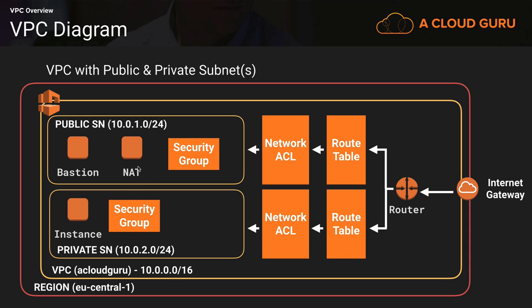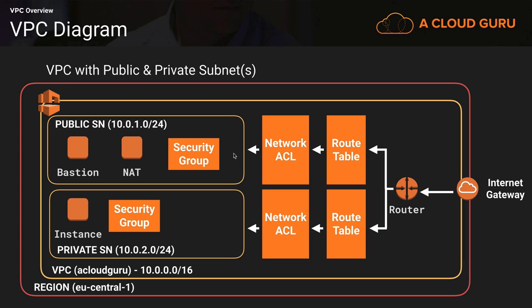NAT instances are very much on their way out. We are starting to use NAT gateways now, but NAT instances still come up in the exam. A NAT instance will always be behind a security group, whereas a NAT gateway is not behind a security group, it is security group independent. And of course with NAT gateways, Amazon do all the security patches for the instance, and they also make it highly available.